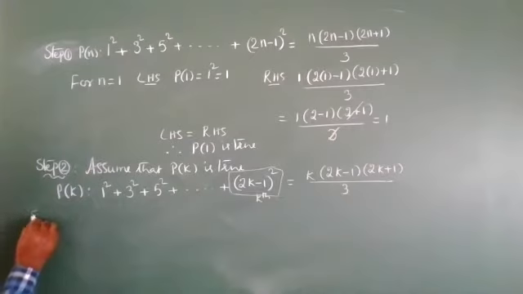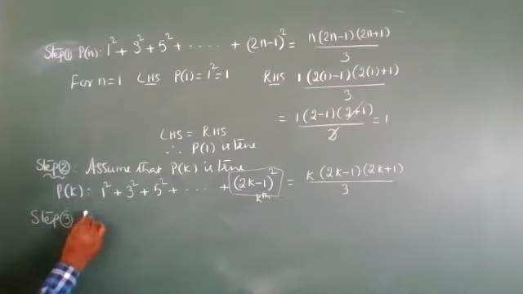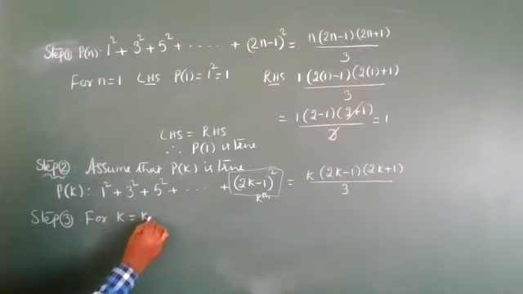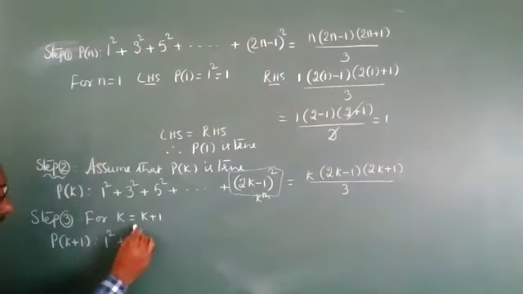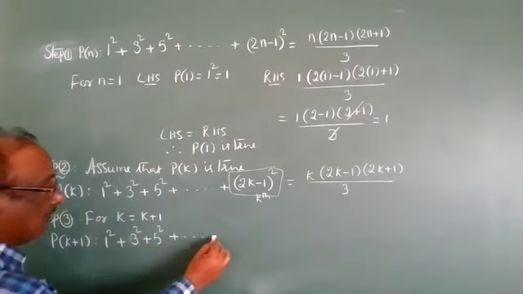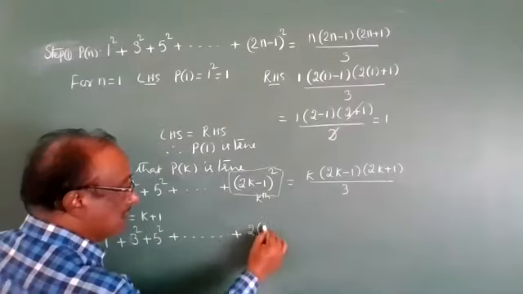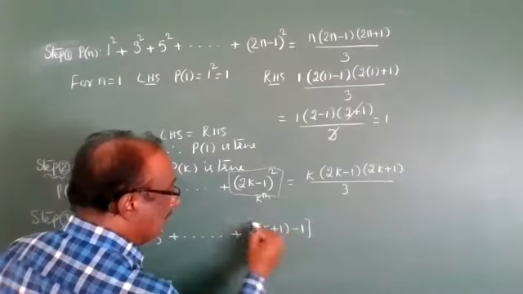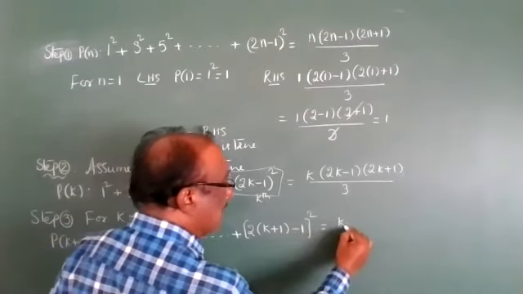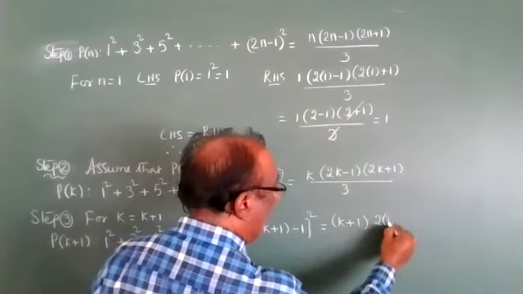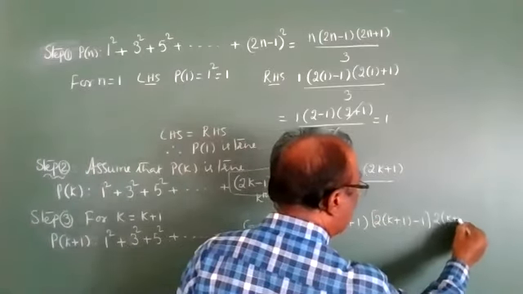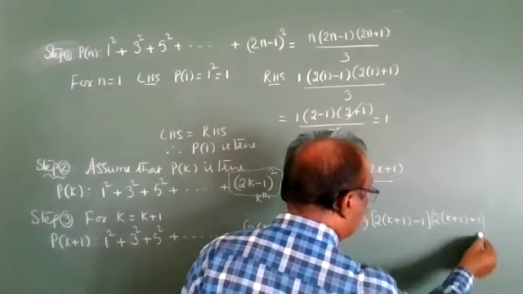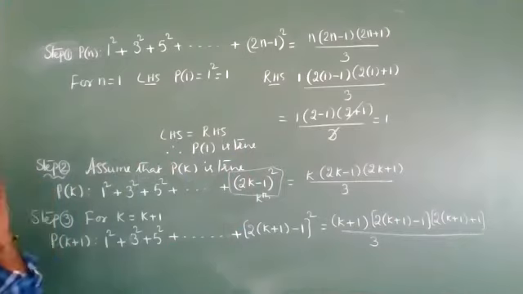Now write down this step 3. Step 3. For k equal to k plus 1 numbers, the principle of k plus 1 numbers, sum: write down the 1 number square, first 2 numbers square, first 3 numbers square, and dotted, 2 times k placed as k plus 1 minus 1 whole square is equal to k placed as k plus 1, 2 times k placed as k plus 1 minus 1 into 2 times k placed as k plus 1 plus 1 upon 3. Right, simplify and write down everyone.